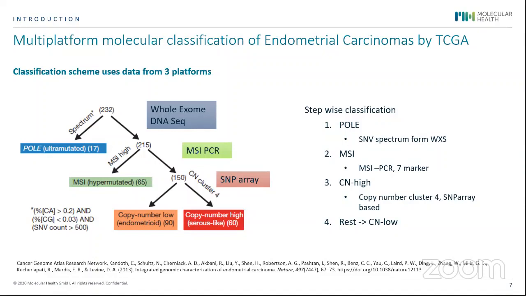The remaining tumors that are not POL are identified as MSI class if they have high microsatellite instability as detected by MSI PCR. And then the still remaining tumors are classified as copy number high if they fall into the copy number cluster 4. So that's based on microarray data, which has been clustered before. And the remaining cases basically go into the copy number low class.